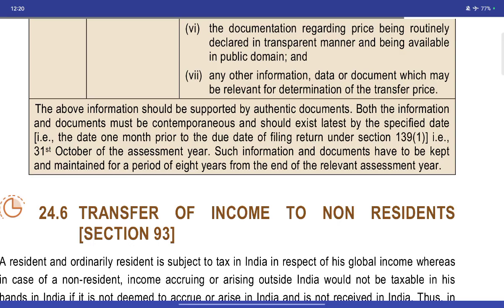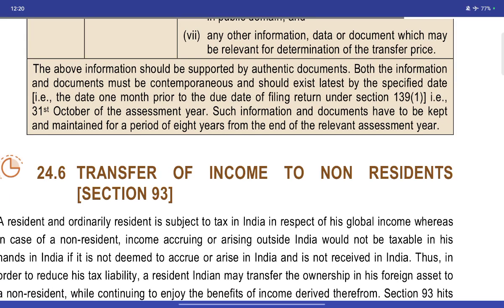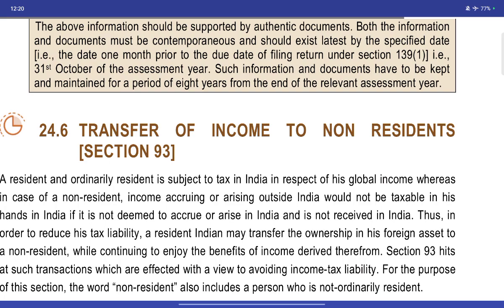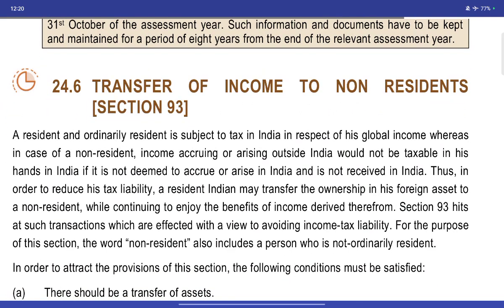Contemporaneous, and should exist on the specified date, and that is a date one month prior to the date of filing the return under section 139(1). That is October of the assessment year. Such information and documents have to be kept and maintained for a period of 8 years from the end of the relevant assessment year.